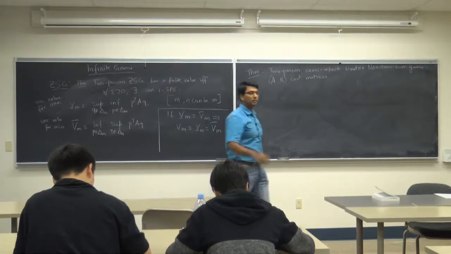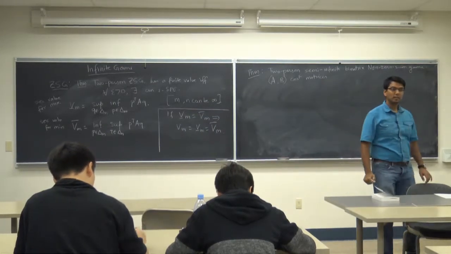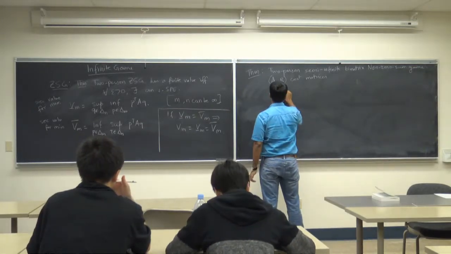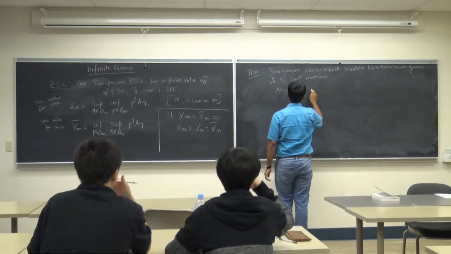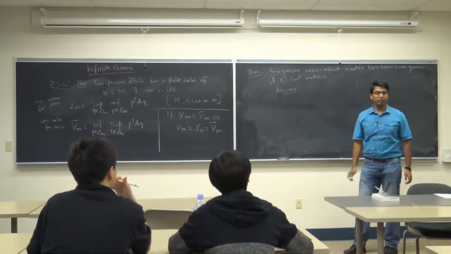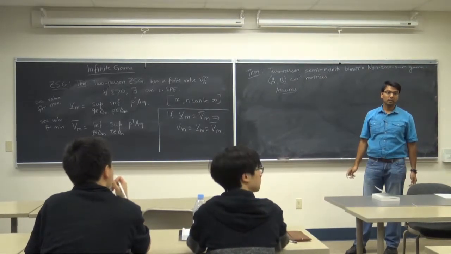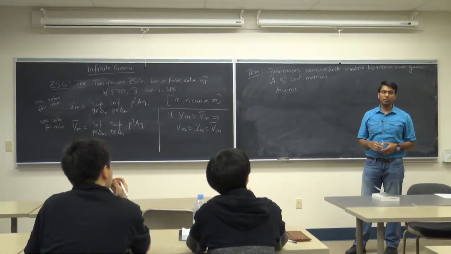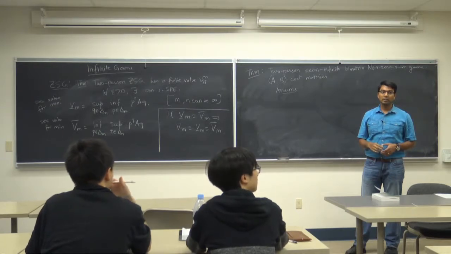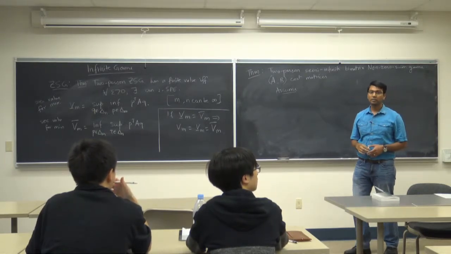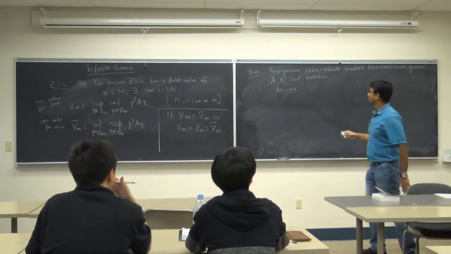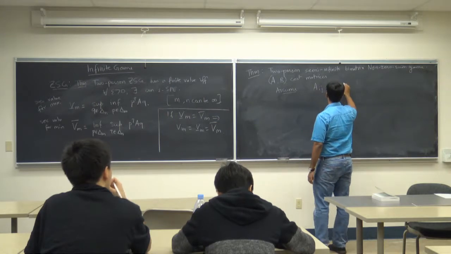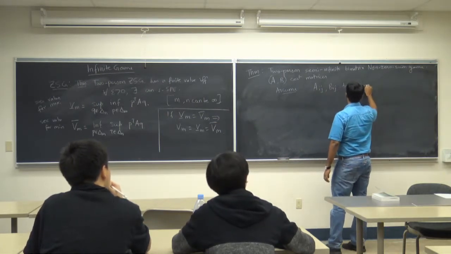Yeah? Maybe you can ask them to be bounded. Bounded? Okay, so let's assume that. Do you want them to be uniformly bounded, or you just want them to be bounded? You know what the difference between uniformly bounded and bounded is? No? Okay. So you want Aij and Bij to be bounded.